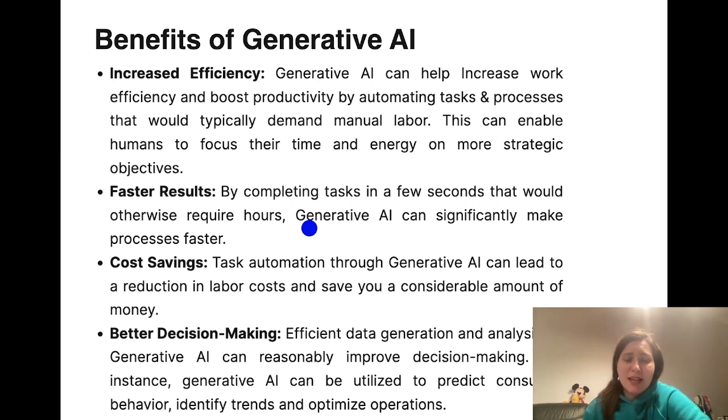We are also increasing creativity. Our creativity is very crucial. And we can right now generate new designs, new ideas, which can include marketing concepts, new product ideas, and for sure, art. Enhance customer experience. Generative AI helps businesses provide their customers with more personalized and engaging experiences. For instance, chatbots are extensively used to answer customers' questions and even provide customer support.